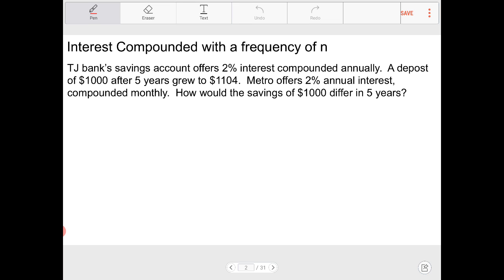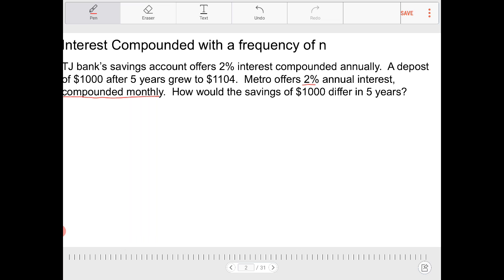It sounds rather enticing. So what does it mean to compound monthly in this case? To compound monthly implies that the account will appreciate on a monthly basis. Remember, what it means to compound is that we are going to grow. We're going to grow on a monthly basis at a rate of 2% annual.